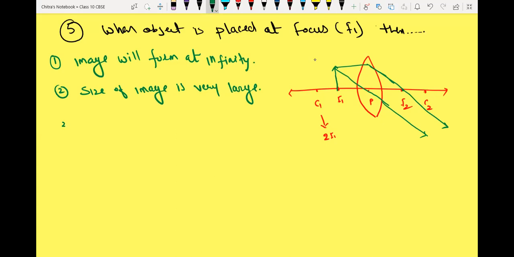Number three, again it is real and inverted. The nature of the image will be real because we can project it on a screen, and inverted, I mean it is upside down.